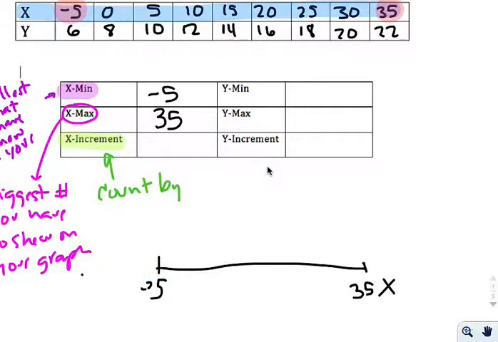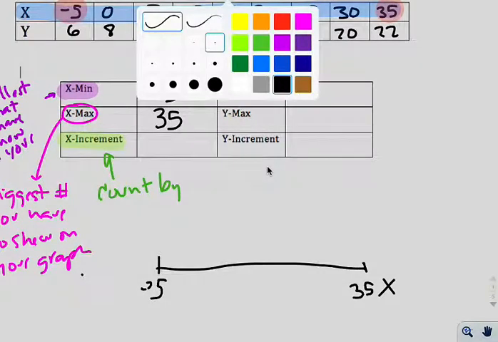Not the worst thing in the world, but sometimes it's standard to go just a little bit beyond. So kind of make sure you're playing with both those ideas. -5 and 35 are okay, but sometimes you want to bump just a little bit farther when you're actually making your graph.